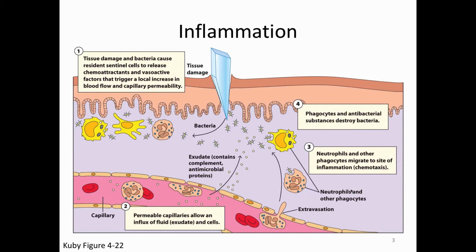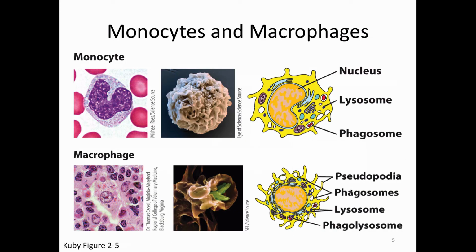I'm going to give you a little bit more of a definition of those resident sentinel cells. Because in fact, those resident sentinel cells are cells you already know about. They're one of the types of cells we learned last week. Those resident sentinel cells are largely the tissue macrophages that we talked about last time. And so by and large, this first step is happening as a result of some macrophage or monocyte in the tissue.